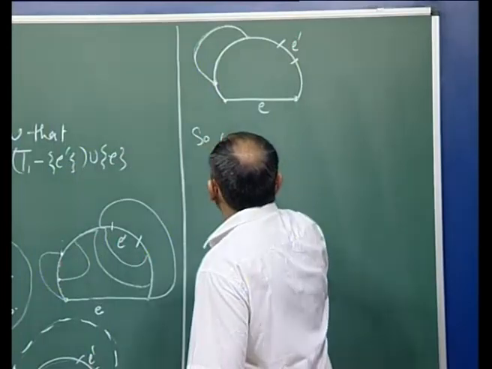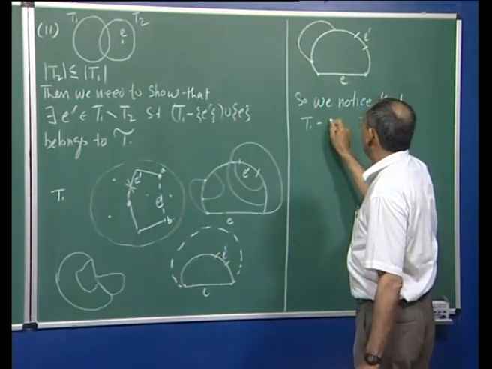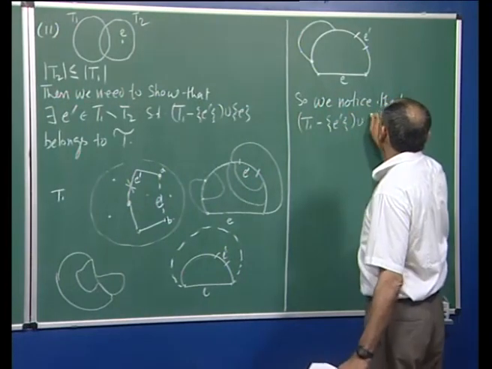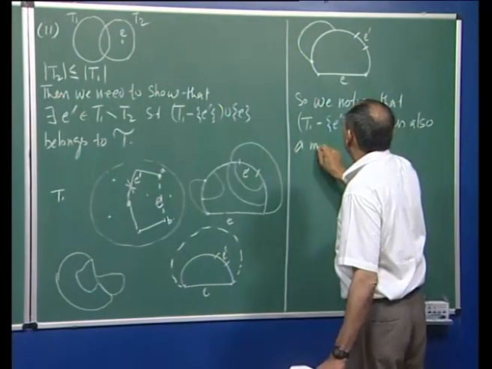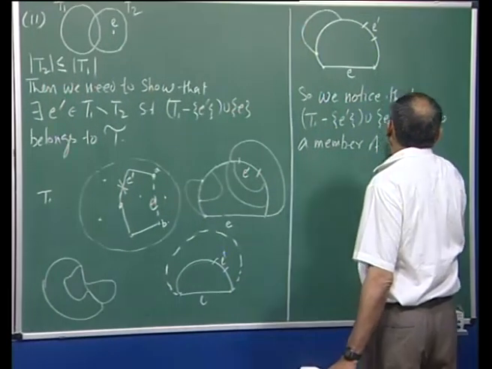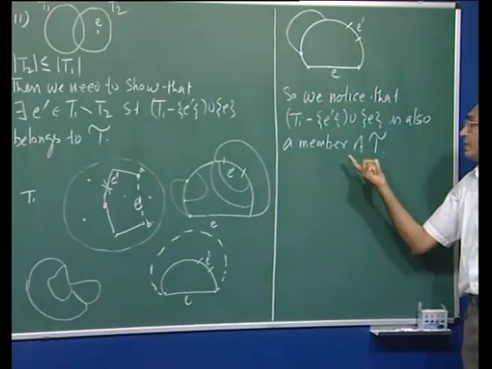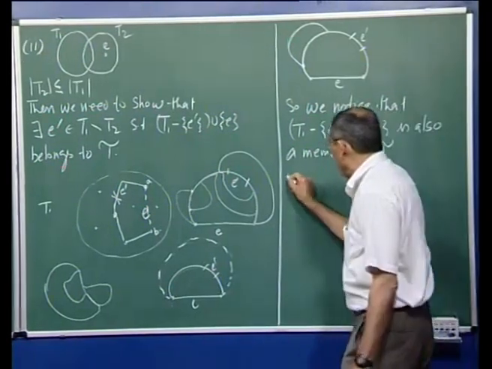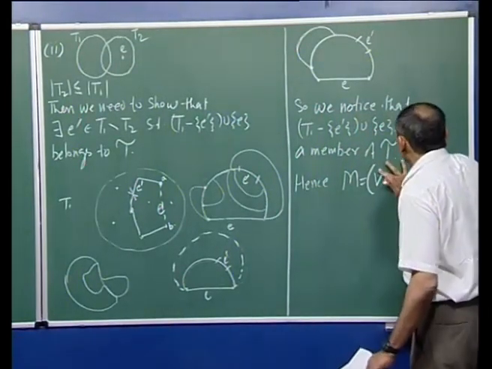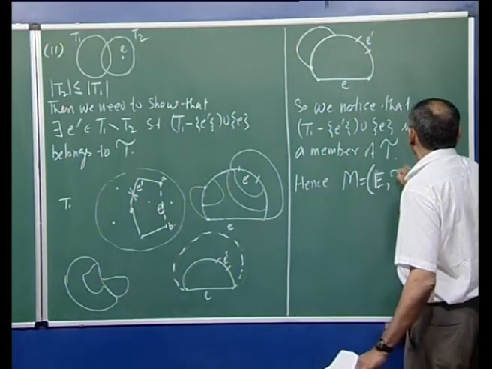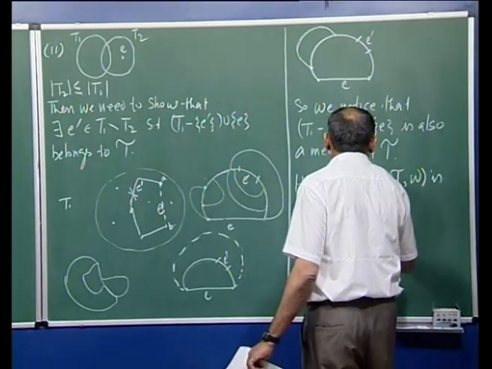So we notice that T1 minus E prime union E is also a member of T, script T. Now we have found that both the conditions of a matroid are satisfied by M, hence M is a matroid.